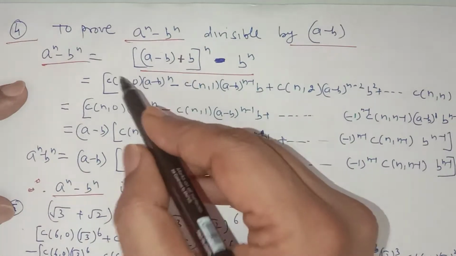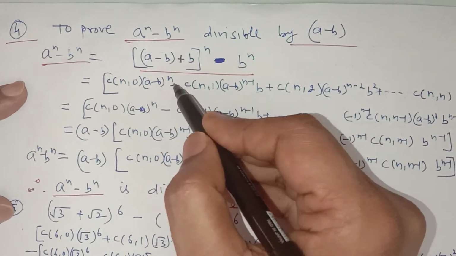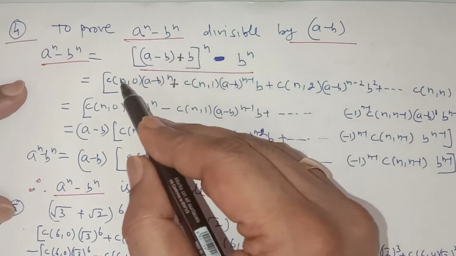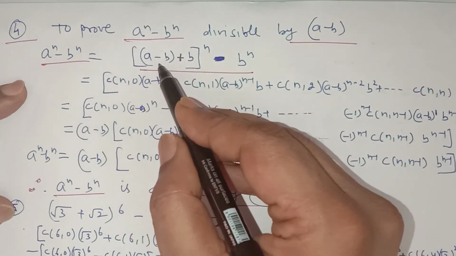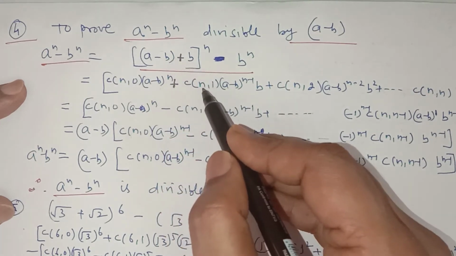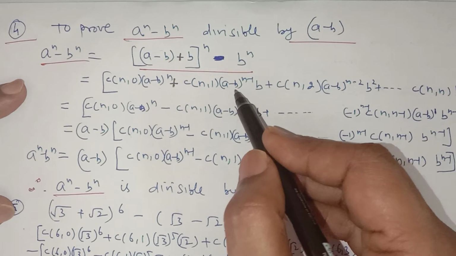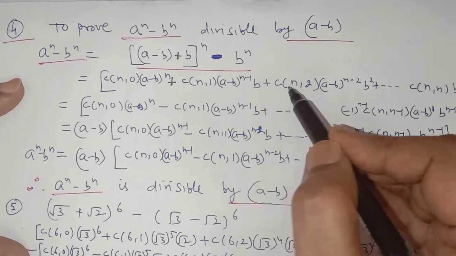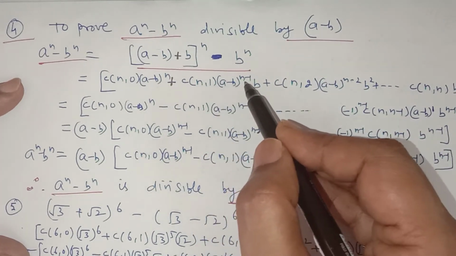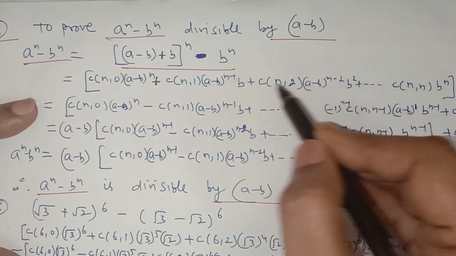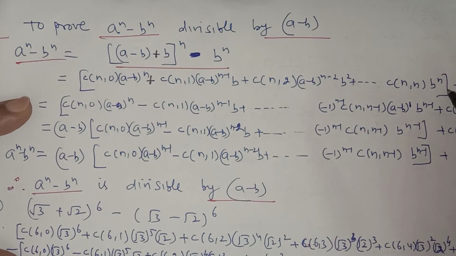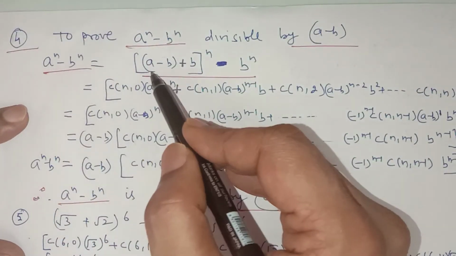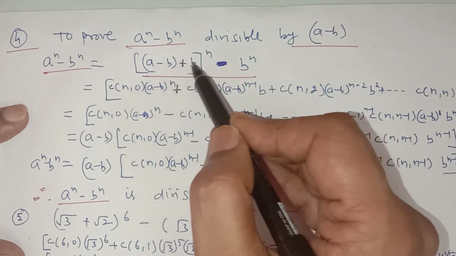So the terms will be combination of n r x raised to power r. All terms will be positive. So a plus b raised to power n, the combination of n r x raised to power n, where x is a minus b and y is b. Combination of n1, the power of the first term will go on decreasing, that is a minus b raised to power n minus 1, and the power of the next term will go on increasing, that is b. The next will be combination of n2 a minus b raised to power n minus 2 b square, and so on. The last term will be combination of nn and b raised to power n, and this minus b raised to power n. So what I have done, in place of a raised to power n, I have written a minus b plus b raised to power n, adding and subtracting b.